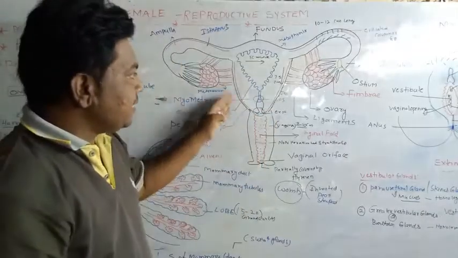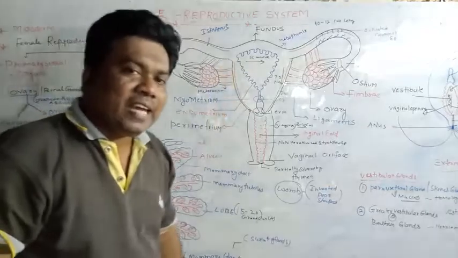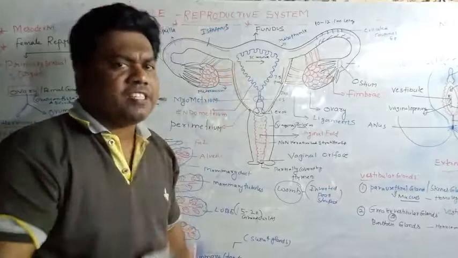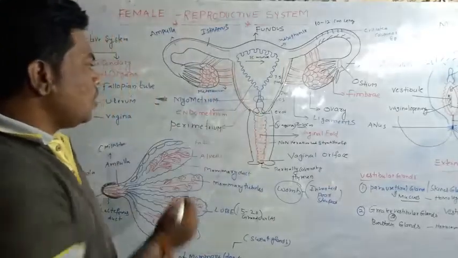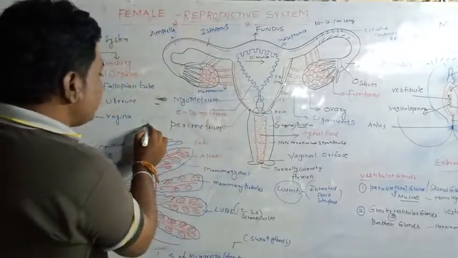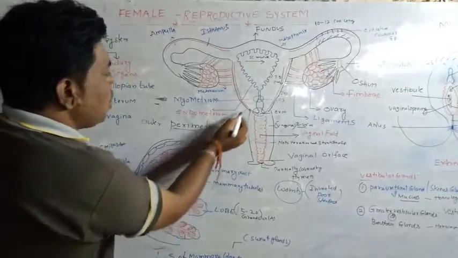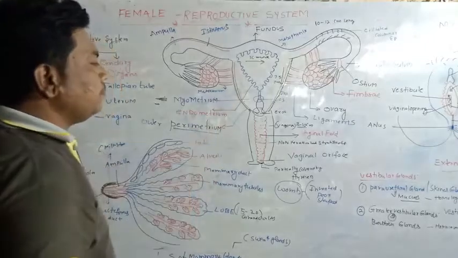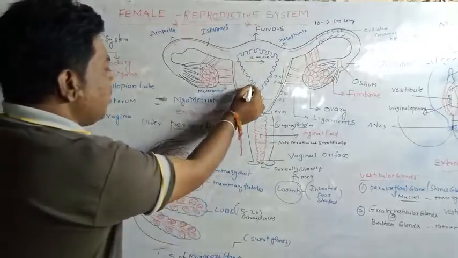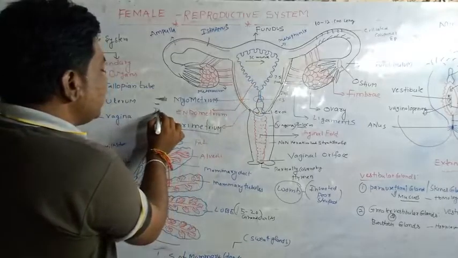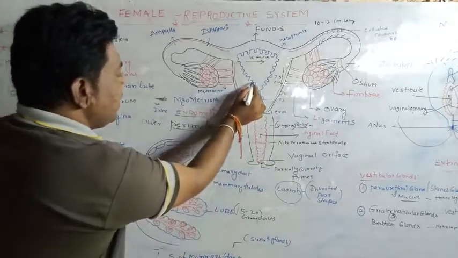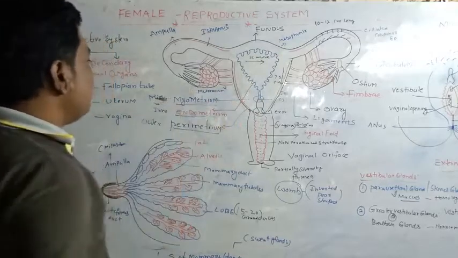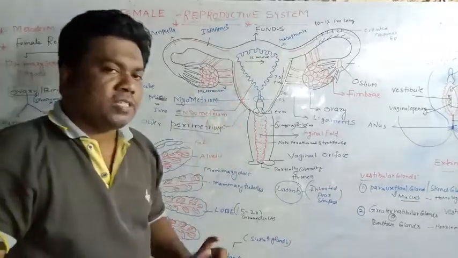The uterus has three membranes. How many membranes does the uterus have? There are three membranes present in the uterus. The outer membrane is called the perimetrium. The outermost membrane of the uterus is the perimetrium, the inner membrane is called the endometrium, and the middle membrane is called the myometrium. This is very, very important.